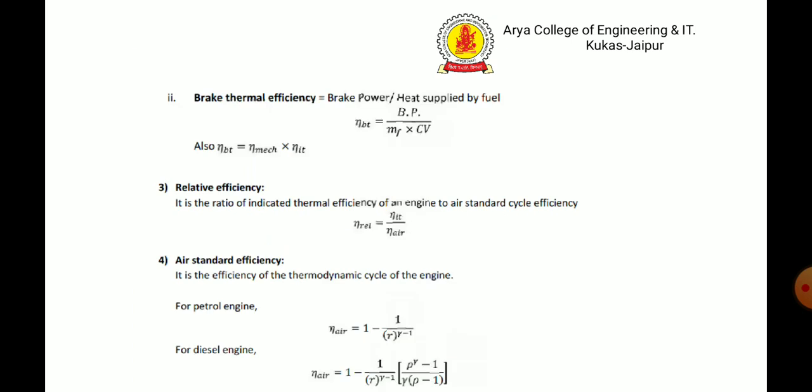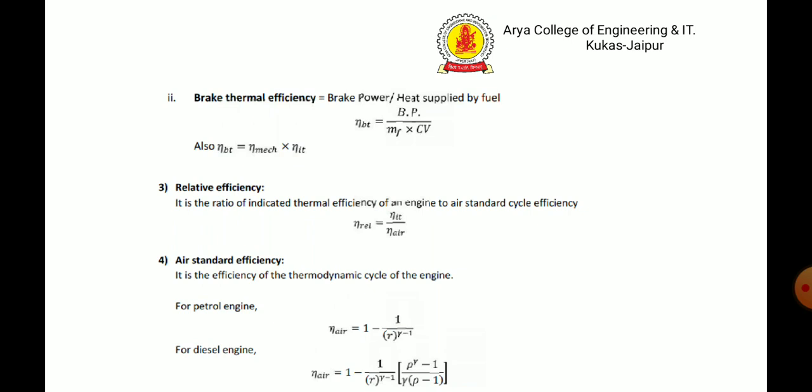Similarly, we can find brake thermal efficiency by the expression brake power upon MF into CV, where again MF is the mass of fuel and CV is the calorific value of that fuel. Third is relative efficiency. It is the ratio of indicated thermal efficiency to air standard efficiency. Then fourth is air standard efficiency. It is the efficiency of the thermodynamic cycle of the engine.